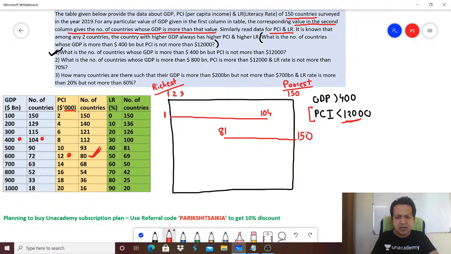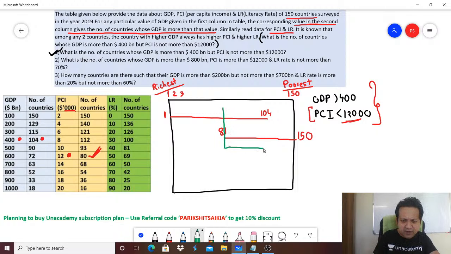And you have got your answer. You are looking at those countries which satisfy both the conditions. Can you see this? This is the range of countries which satisfies both the conditions. So what's your answer? Country rank 81 to 104. Hence your answer for the first one is 24.